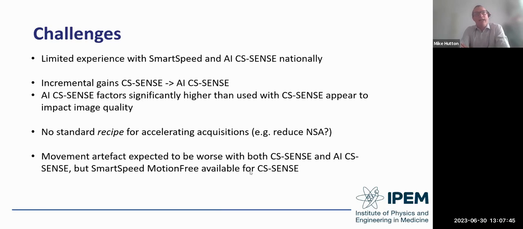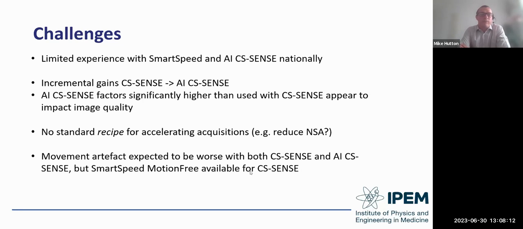So more generally, challenges with the Philips software, and I guess focusing on the new software, AI CS SENSE. There's still very limited experience with SmartSpeed and AI CS SENSE nationally. We only had access to these new options back in December. I think many people are only just getting them now, or have only had them for a few months. So I think experience is still quite limited in how to make the most of them.